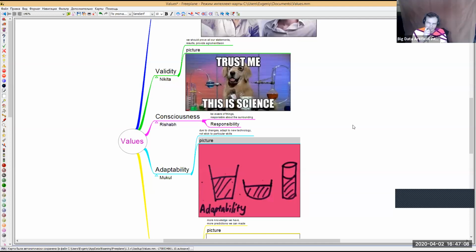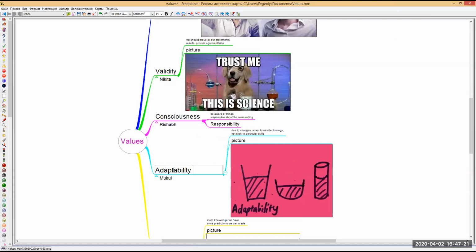Mukul? Yeah, actually, when I said adaptability, I said it in respect of the skill sets only. In respect of skills, yeah? Skill set, yes.